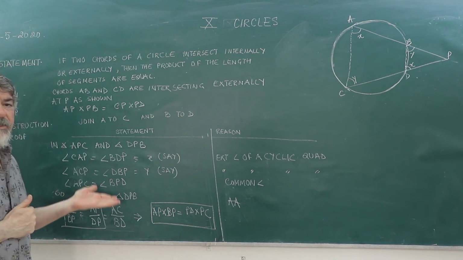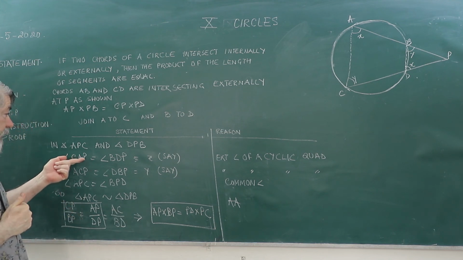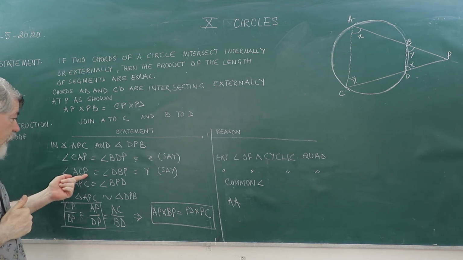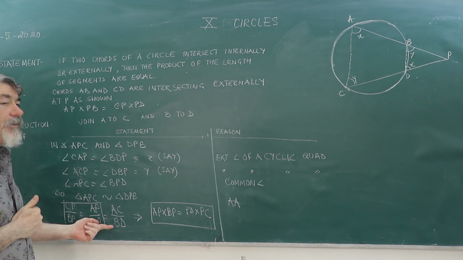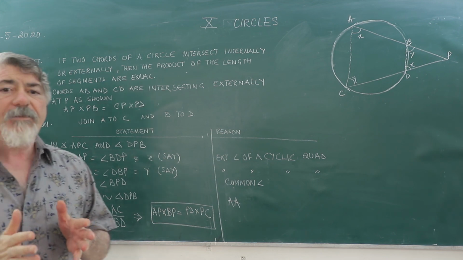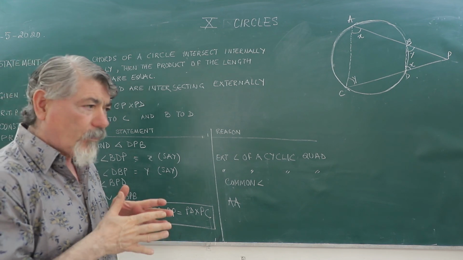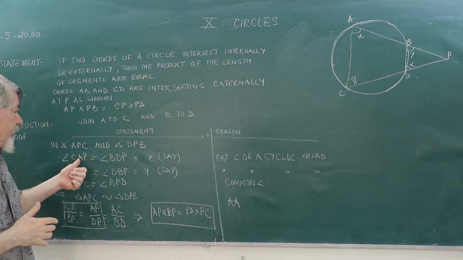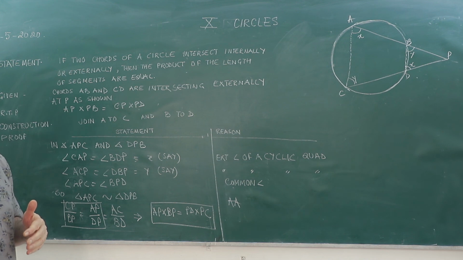Now once we have proved these two triangles to be similar, then what are we saying? That CP upon BP will be equal to AP upon DP will be equal to AC upon BD. That is, the ratio of the corresponding sides will be in proportion. And for finding out the corresponding sides, what we do is we just remove the middle alphabet from the angle and we get the corresponding side.